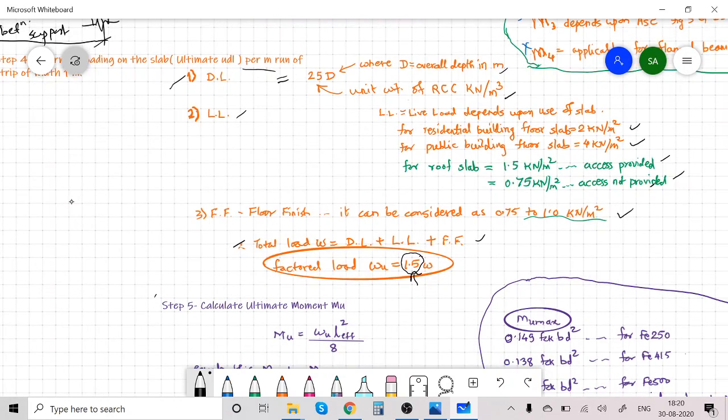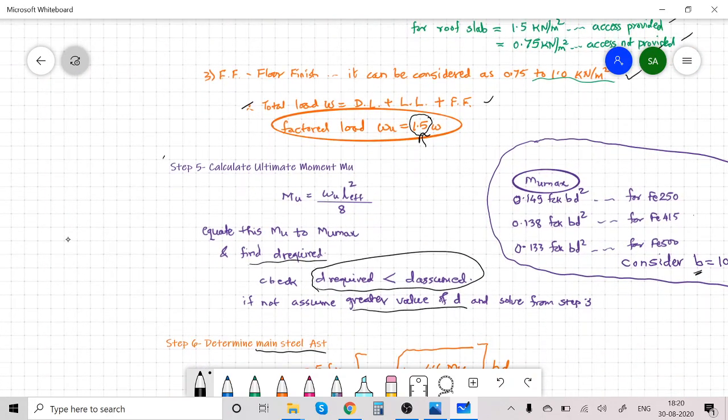Once you get the value of WU, in step number 5, calculate the ultimate moment Mu is equal to WU L effective square by 8. This we studied in our mechanics of structure subject. For a simply supported beam loaded with UDL, the maximum bending moment is WL square by 8. Same formula: Mu is equal to WU L effective square by 8. Then equate this Mu to Mu max.